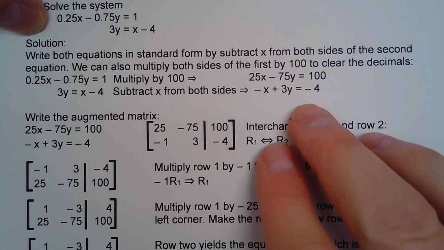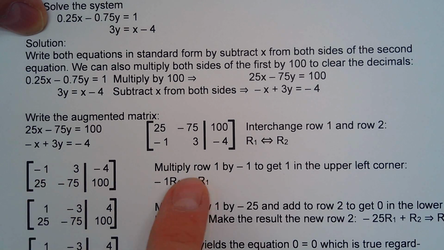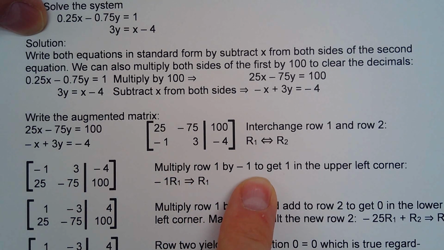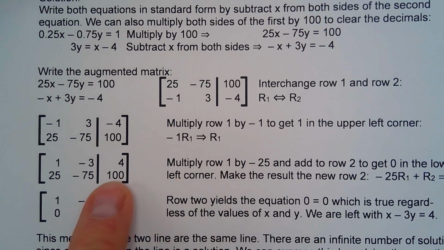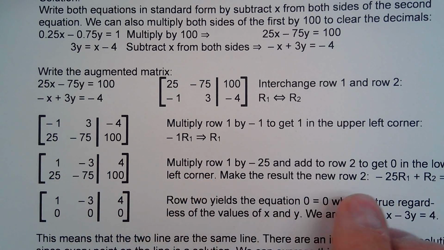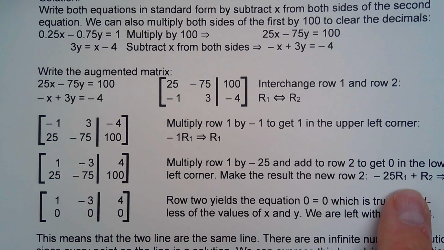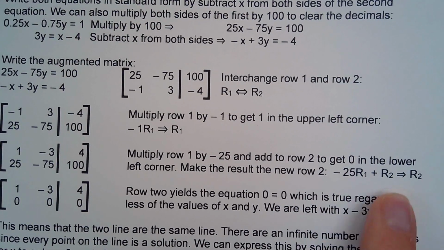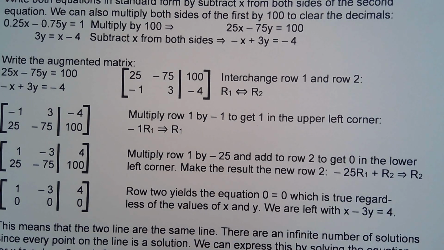And here they interchange row number 1 and number 2. I need to first make this a positive one, so they multiply row 1 by negative 1. Next, we're going to multiply row 1 by the opposite of this 25, so by negative 25, to get 0 in the lower left corner. So I'm going to multiply row number 1 by negative 25 and add it to row number 2. When I do this, I like to use lowercase r's instead of capital R's. It just makes it easier.